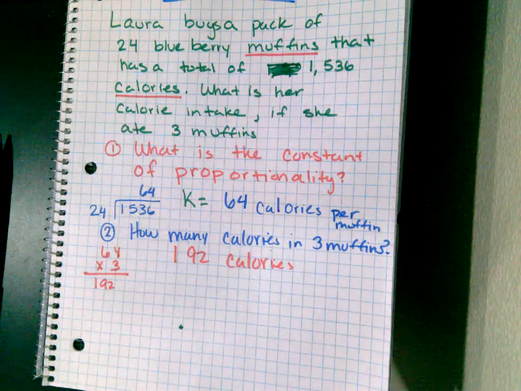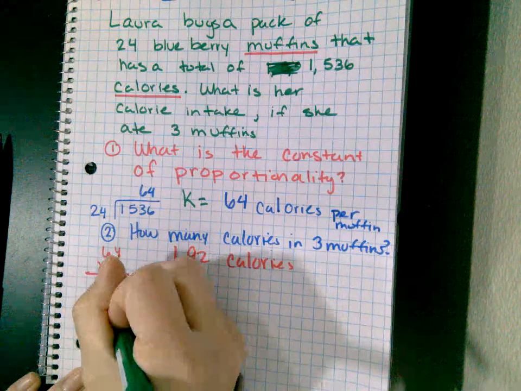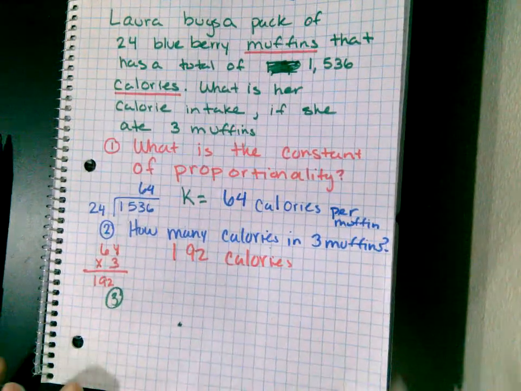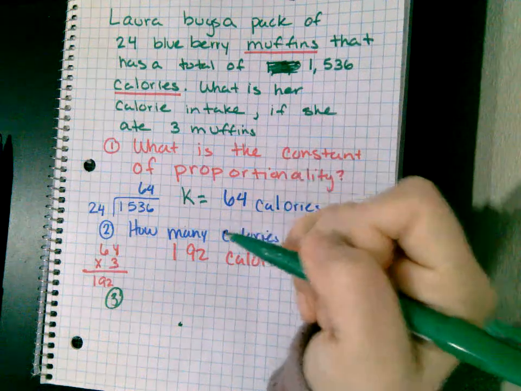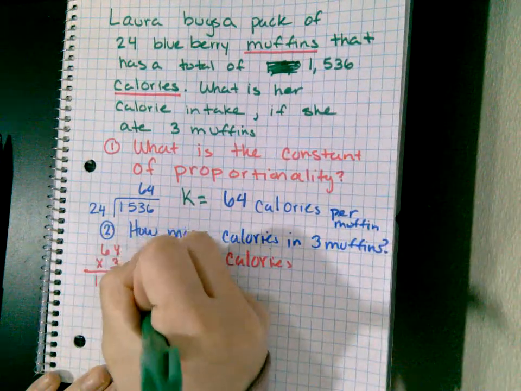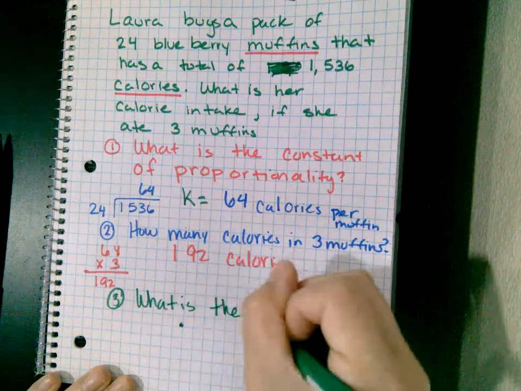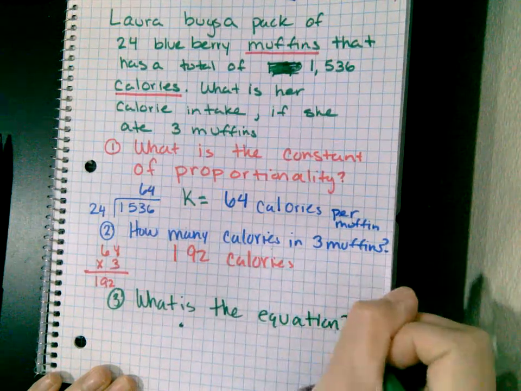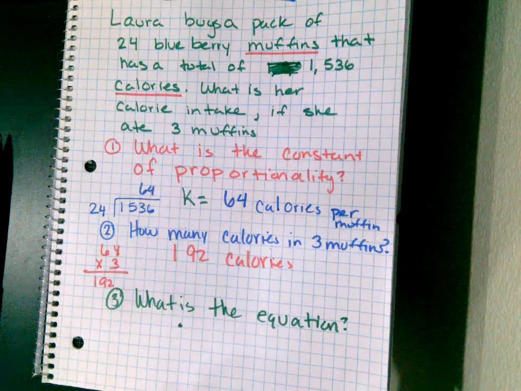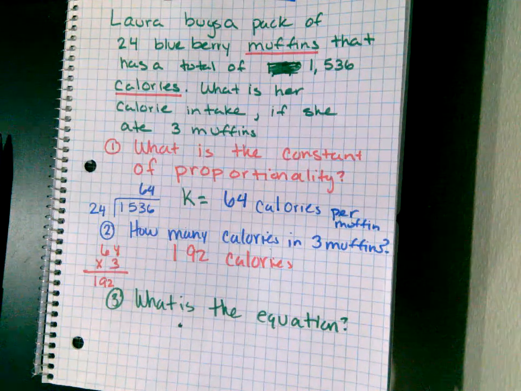Now, like I said, they can take one question and ask you 1,000 things. So here I am asking you 1,000 things for one question. We're still talking about Laura and her 24 muffins, okay? What is the equation? What equation do we write for this problem? I'll give you a clue. It starts with y.